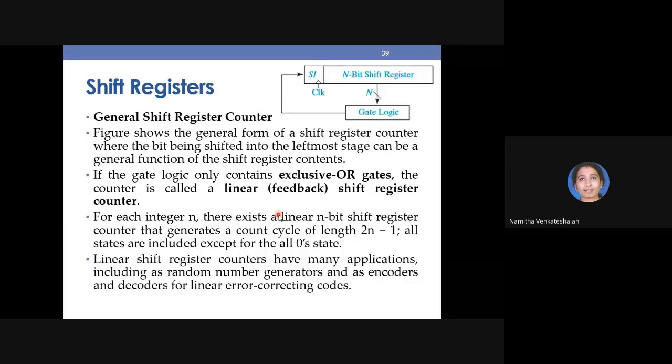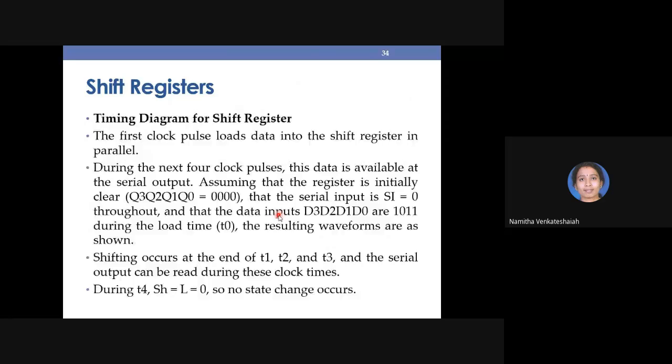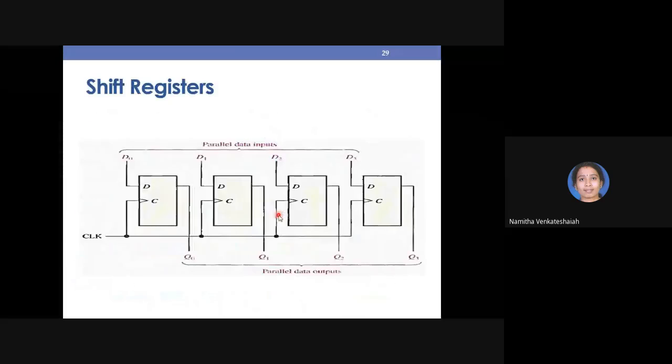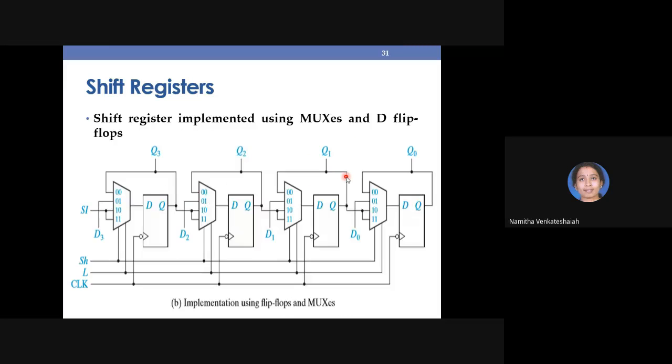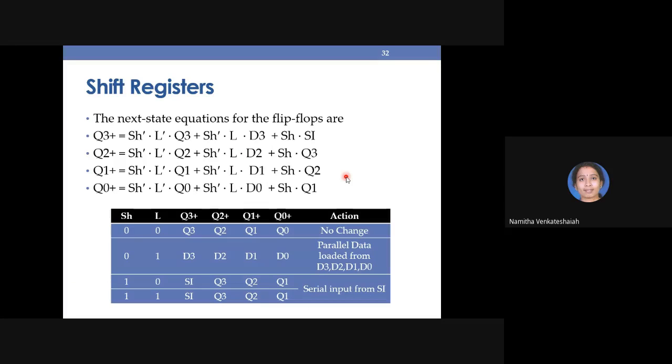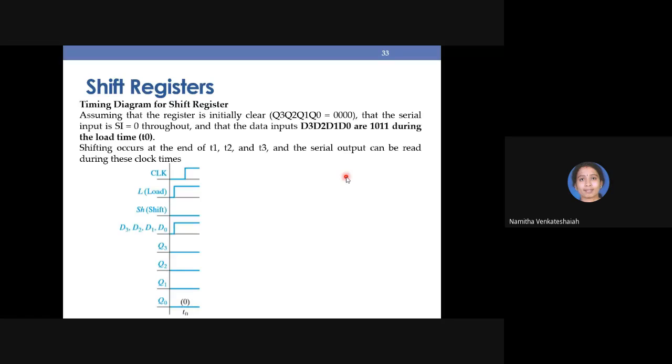So whatever we discussed in this class, let me summarize. We discussed what a parallel in parallel out shift register is. This is the example for parallel in. You are loading the data in parallel and taking out the data in parallel. Then we discussed the universal shift register, wherein you can do serial in serial out, parallel in parallel out, serial in parallel out, and parallel in serial out. We drew the circuit diagram using mux, and we deduced the equation for this universal shift register. We also drew the timing diagram for this particular shift register.